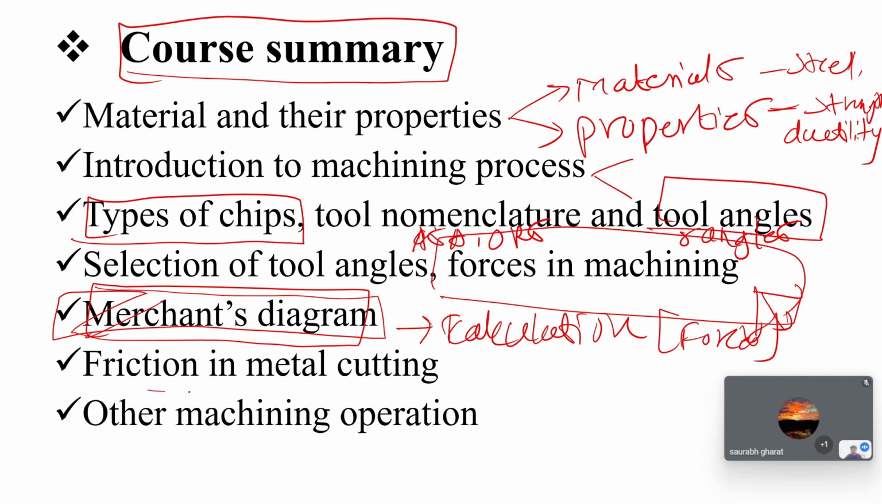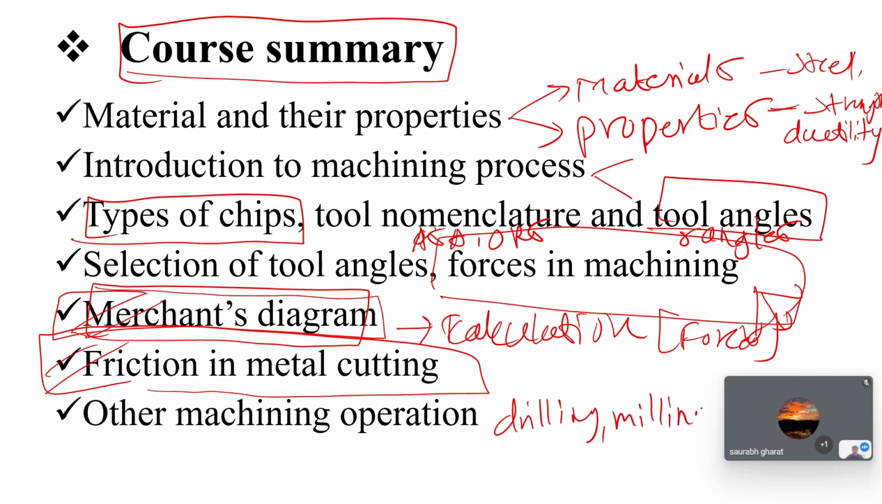Okay, so friction: how the friction is actually taking place, how we can measure it, and how it is useful in the case of the cutting operation. This part is explained in these conditions. The other machining operations like drilling, milling, and grinding are other options; this grinding part you must consider here. These are the other machining operations that you should consider.